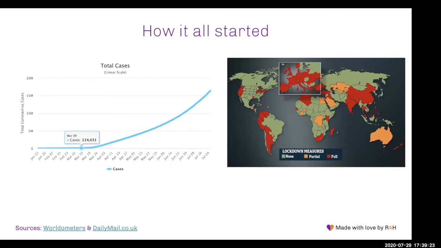So basically the problem that we were trying to look at was based on all these cases that were exploding, we saw over a third of the world, almost 3 billion people, who were unable to leave their homes.